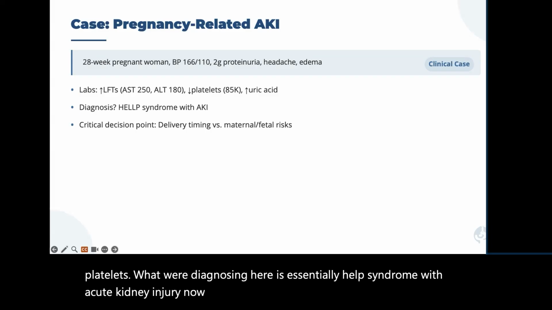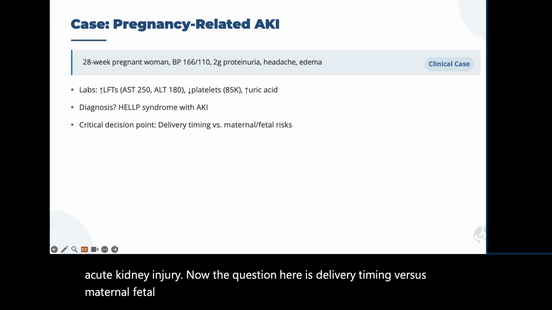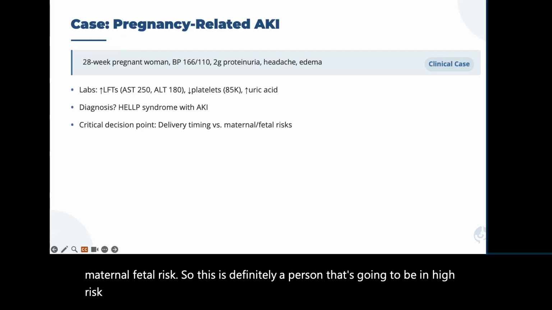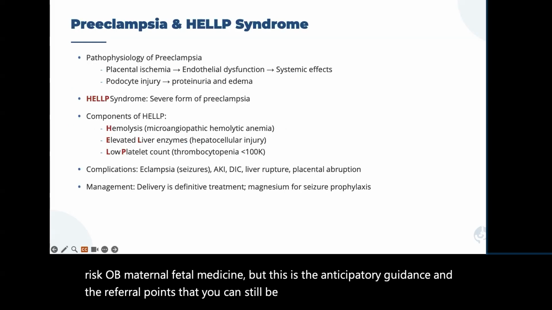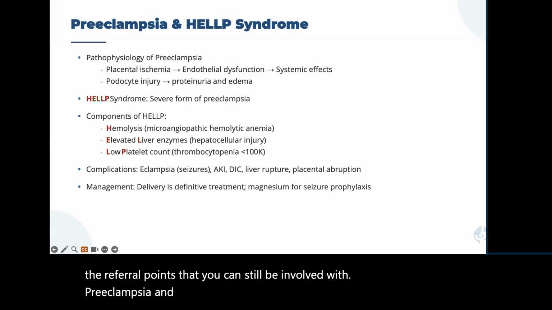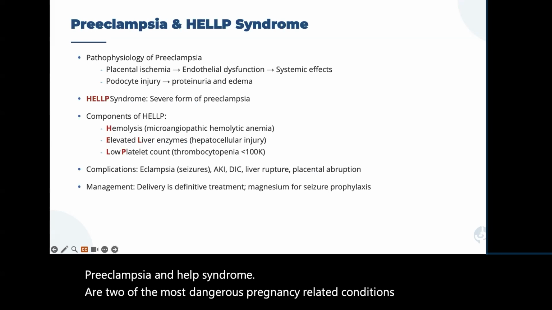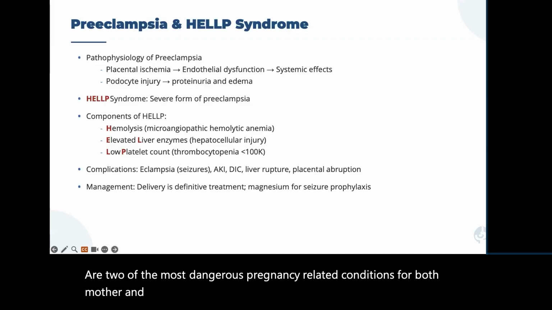Now, the question here is delivery timing versus maternal-fetal risk. So this is definitely a person that's going to be in high-risk OB, maternal-fetal medicine, but this is the anticipatory guidance and the referral points that you can still be involved with. Preeclampsia and HELLP syndrome are two of the most dangerous pregnancy-related conditions for both mother and fetus, as they are the most major causes of acute kidney injury in pregnancy.